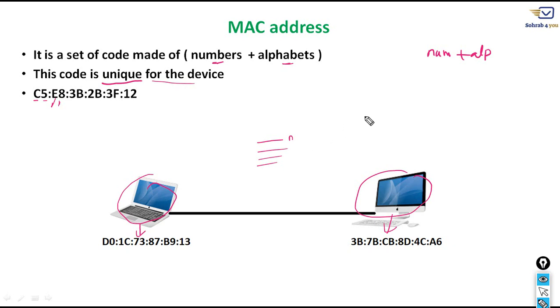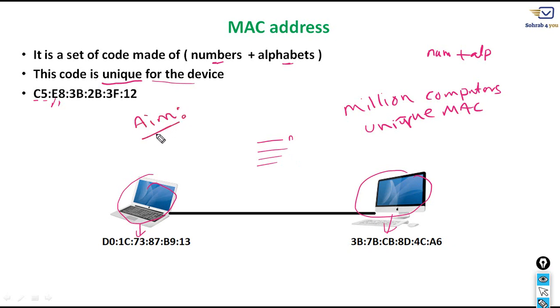Suppose we have millions of computers in the world, a lot of computers. Remember, all these computers have a unique MAC address. You cannot see two computers with the same MAC address. No. So what is the aim of the MAC address? It has a lot of important roles in networking. The aim is that it shows the uniqueness of your devices.